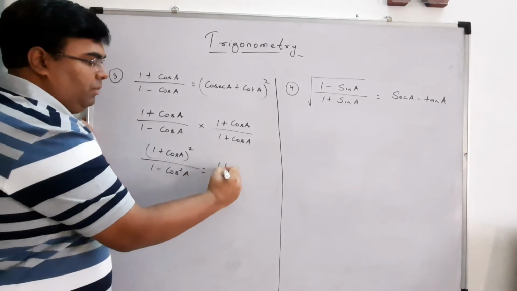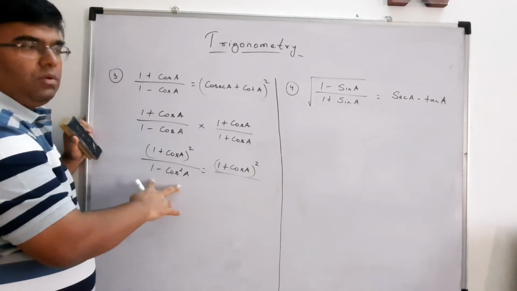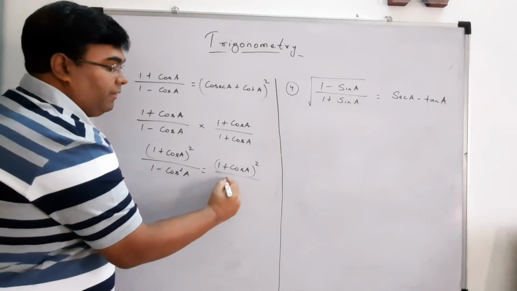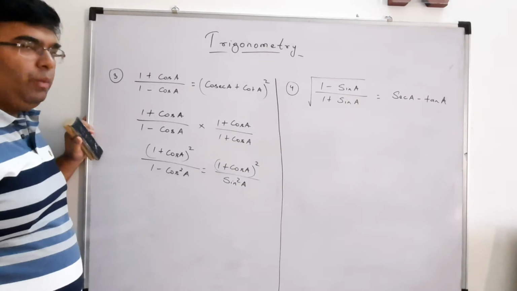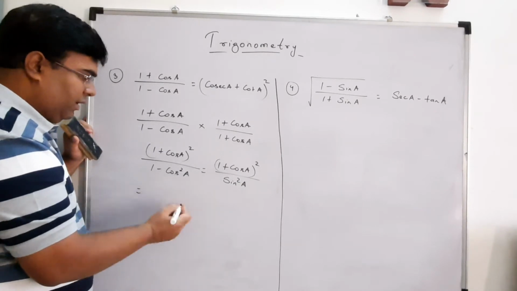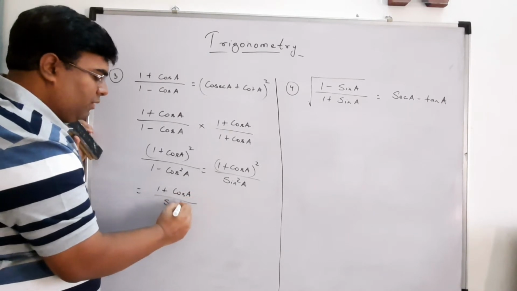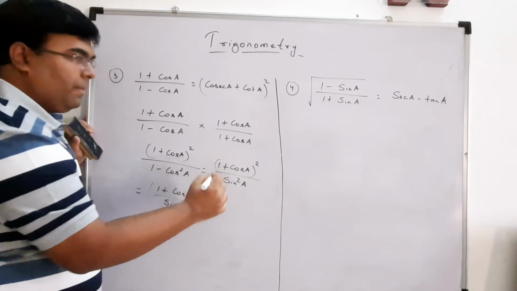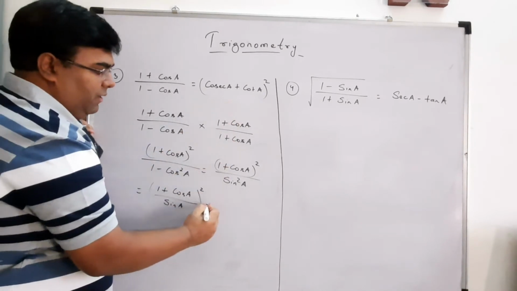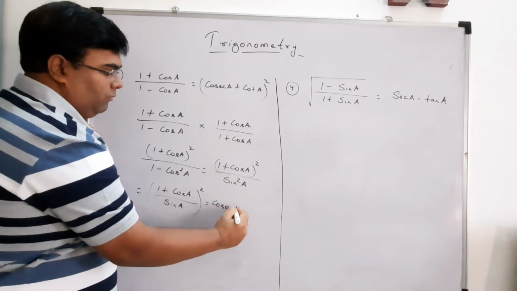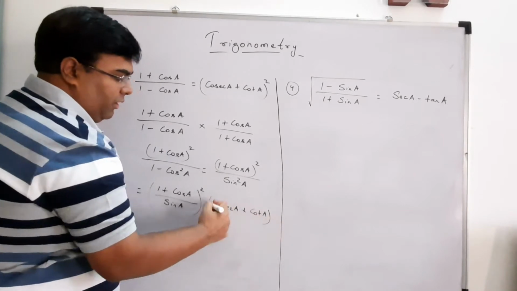Now what is 1 minus cos square A? It is sin square A. Now we have a square term in the numerator and denominator both. What can we write here? 1 plus cos A upon sin A, whole square. Now 1 upon sin A is cosec A, and cos A upon sin A is cot A.